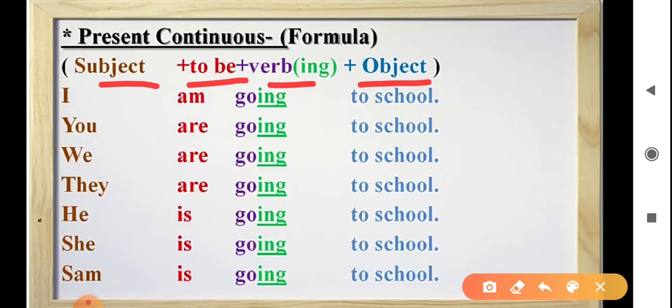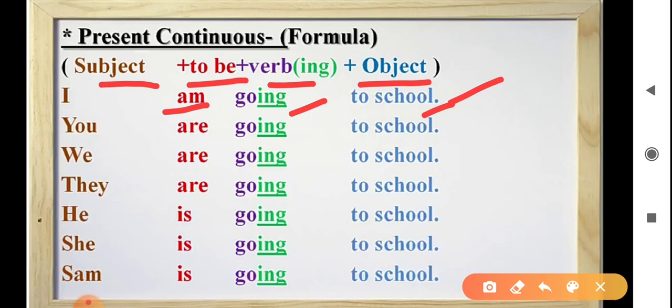Now see examples. First example, I am going to school. I is the first person. That's why the be form of the verb am is used with I. Go is the main verb and it is used with the ing form, and to school is the object. Now this is the formation of the present continuous tense. I am going to school. In continuous tense, I is always followed by the be form of the verb am.